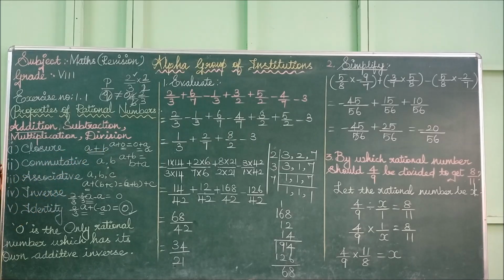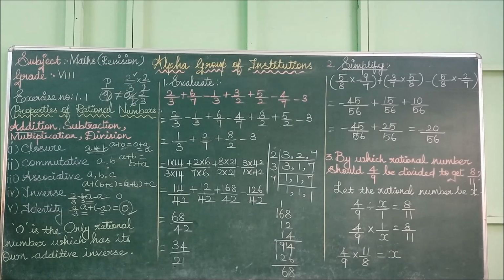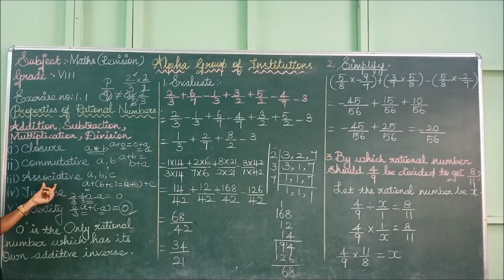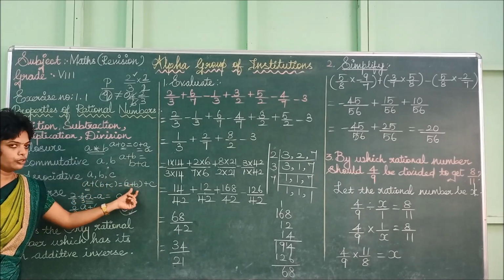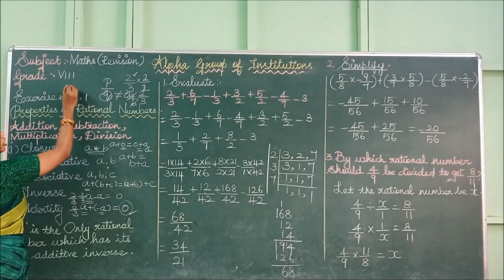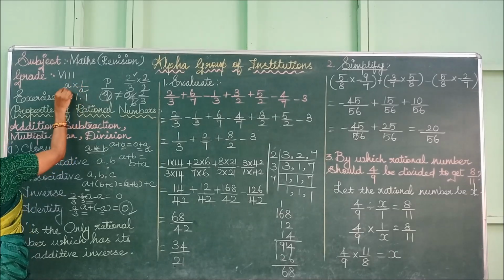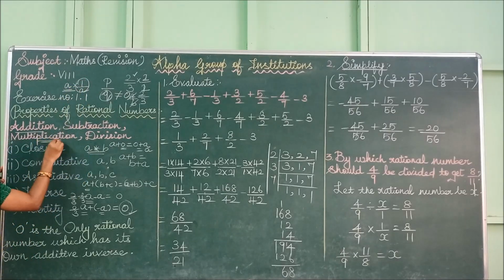Check for the multiplication. If you want to check for the multiplication, you can put the multiplication symbol. A into B is equal to any number. Is that number a rational number or not? Commutative property, A into B is equal to B into A. Then associative property, A into B into C is equal to A into B into C. Then for inverse, what is the inverse for multiplication? If the value is A, its reciprocal is the inverse.